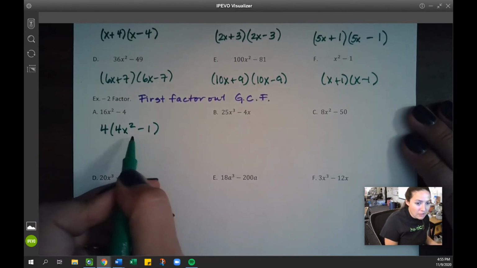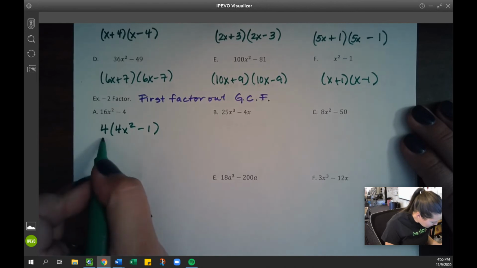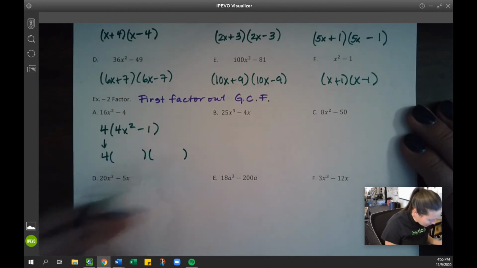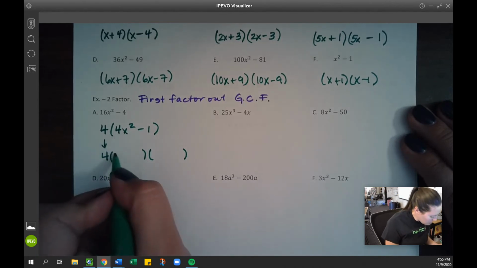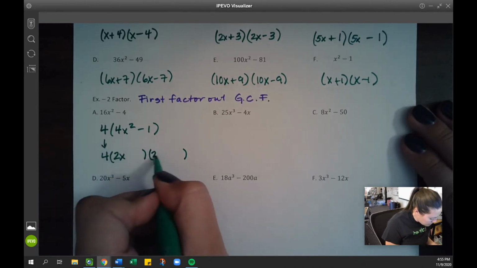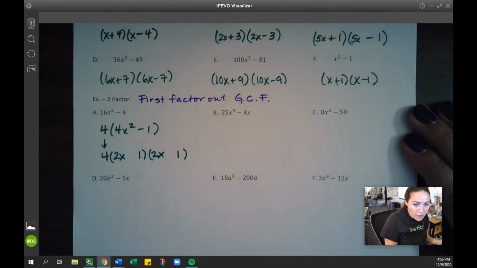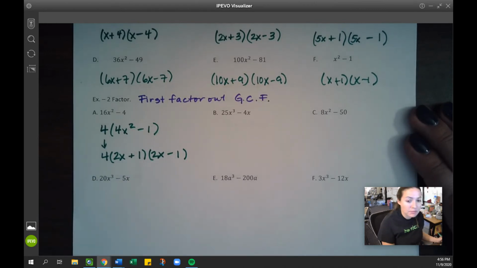Now, look at what I have left in the parentheses. That right there is a difference of squares, so I can keep going. The 4 comes along for the ride, and then I keep factoring it. What would I multiply together to get 4x squared? It would be 2x and 2x. To get 1, 1 times 1, make one of them a plus and one of them a minus.